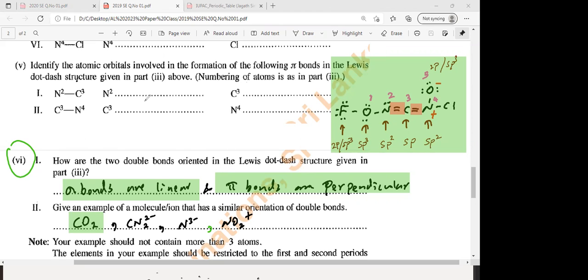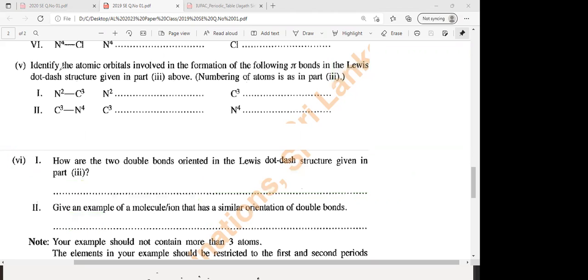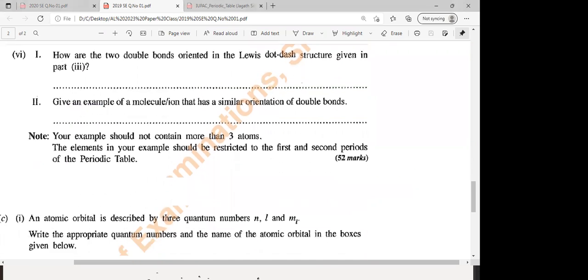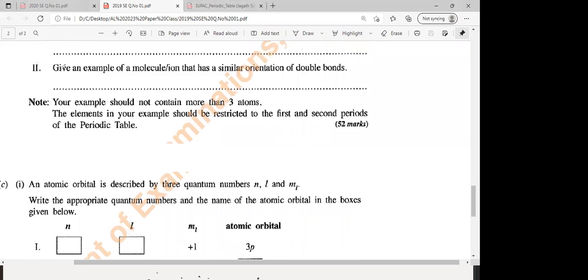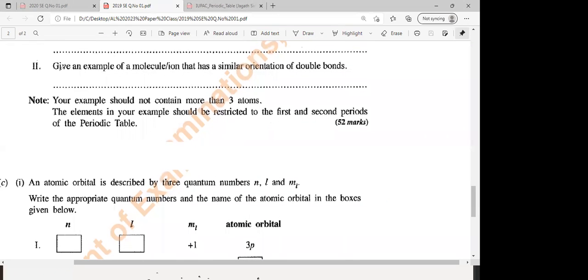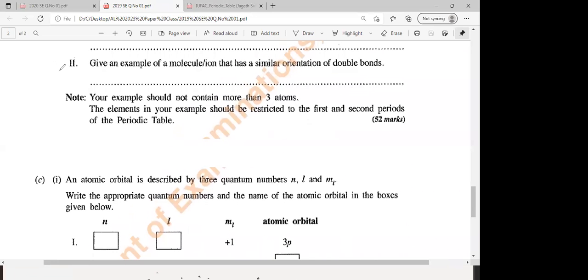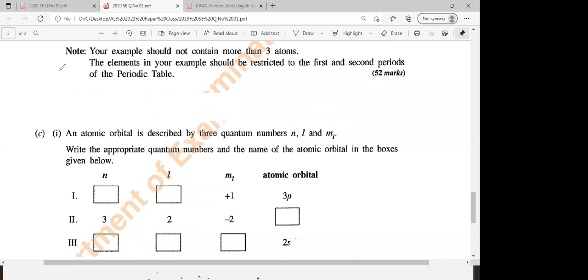Okay, I'll erase the screen. Your example should contain more than 3 atoms. Elements in your example should be restricted to the first and second period of the periodic table. So this is the condition here. 52 marks. Then part C.